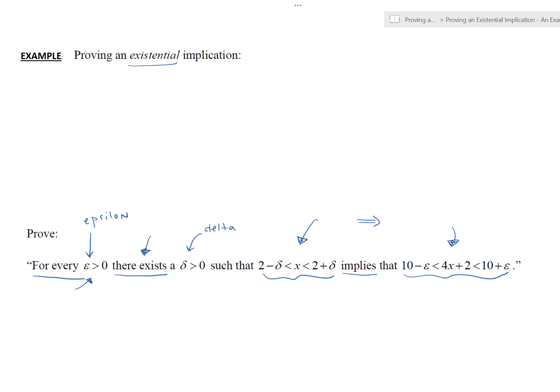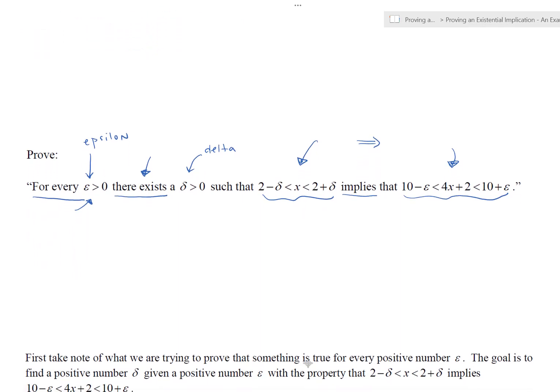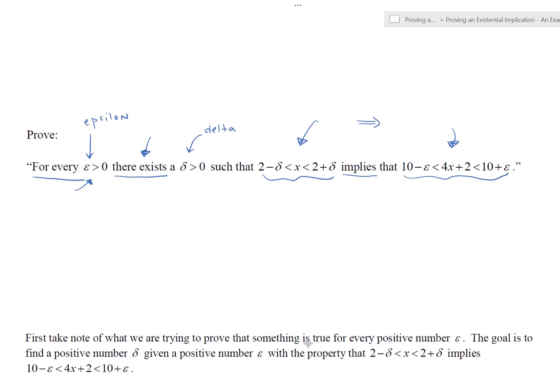Okay, so how are we going to do this? Well, first let's take a look at this paragraph I put down right here. We're trying to prove that something is true for every positive number epsilon. That's what we're given. For every epsilon bigger than 0, we're trying to prove something else. So the goal is to find some positive number we're going to call delta, given that we have a positive number epsilon, with the property of the implication: x is between 2 minus delta and 2 plus delta, and that implies that 4x plus 2 is between 10 minus epsilon and 10 plus epsilon.